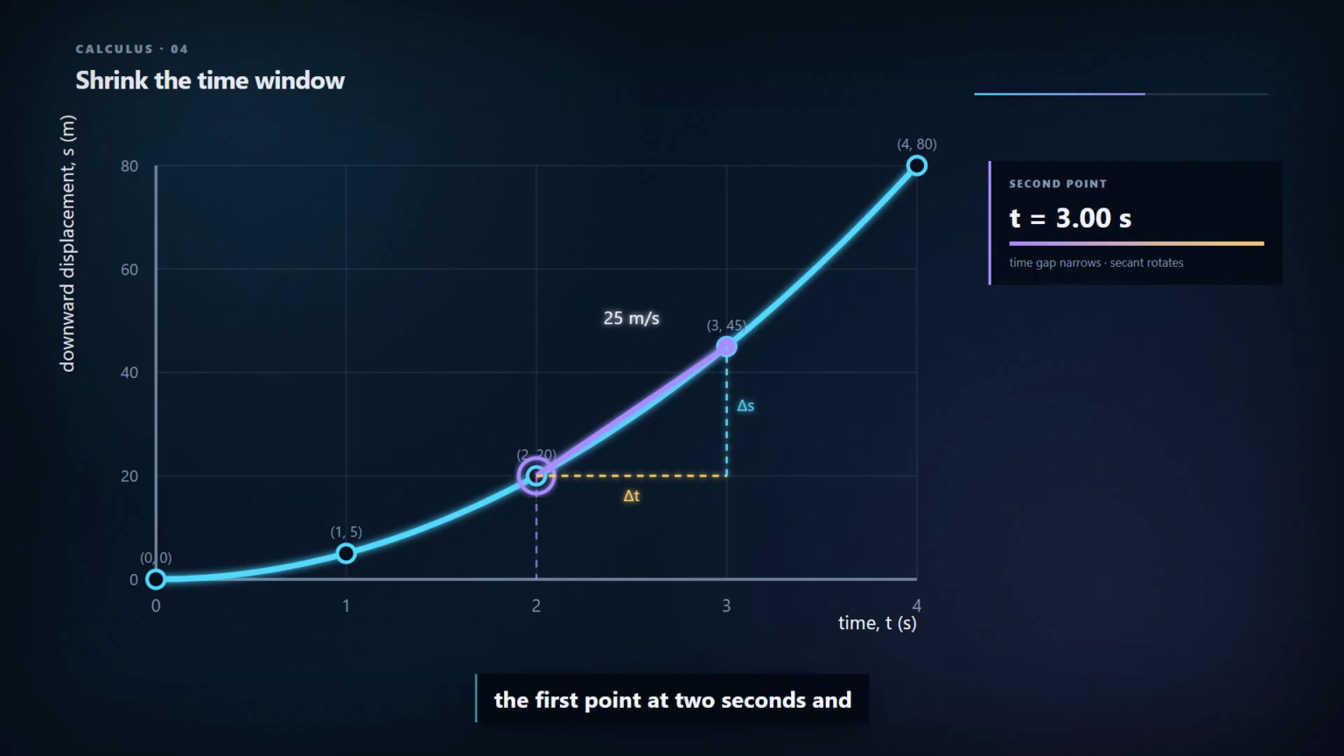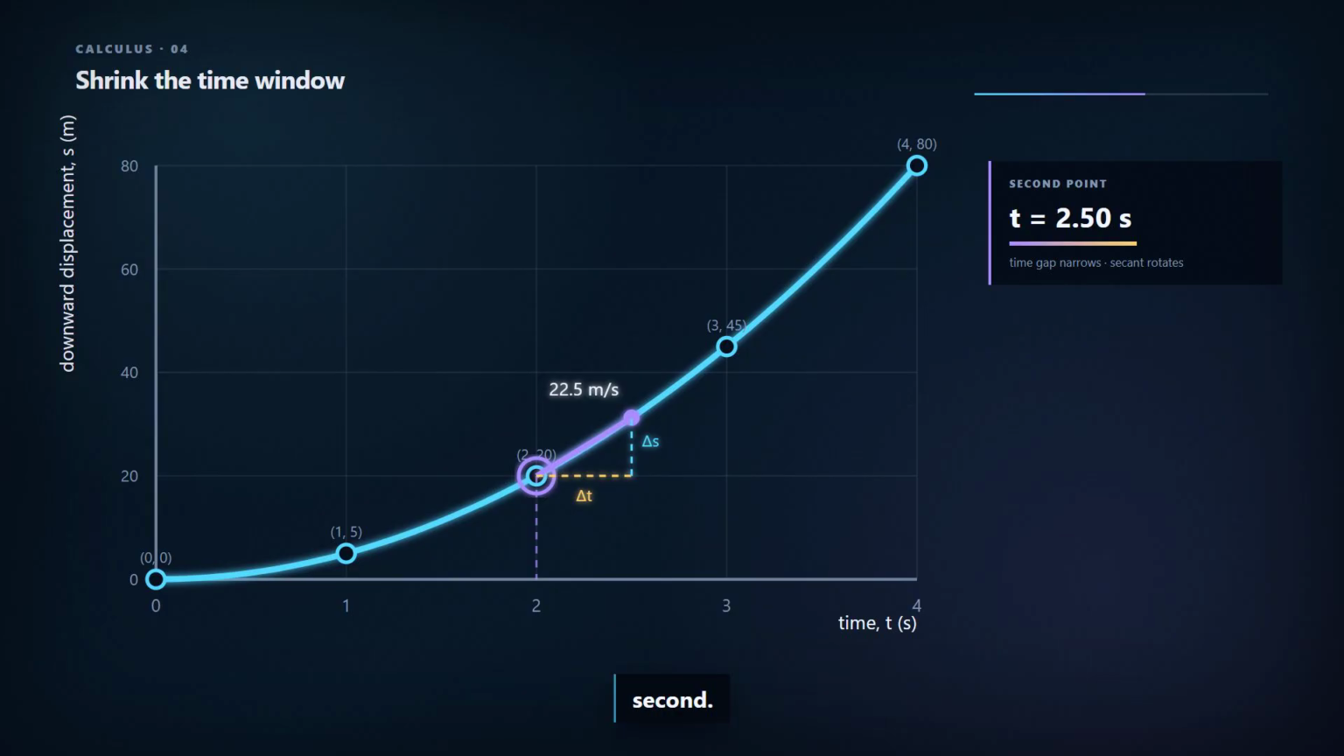Keep the first point at 2 seconds and bring the second point closer. At 2.5 seconds, the average is 22.5 meters per second. At 2.1, it is 20.5. At 2.02, it is 20.1. The time gap is shrinking. The secant is rotating toward a stable direction.